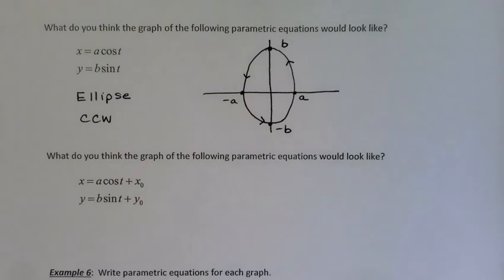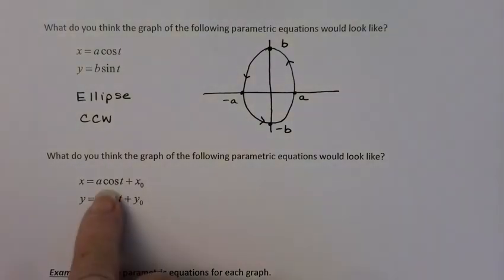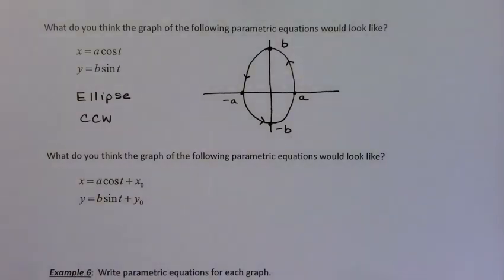What if we modify it even a bit more? I still have my a cosine t for x and my b sine t for y. But this time I've added constants, x naught and y naught. That's going to move every single point on your graph over by x naught and up by y naught. So this literally shifts the graph.